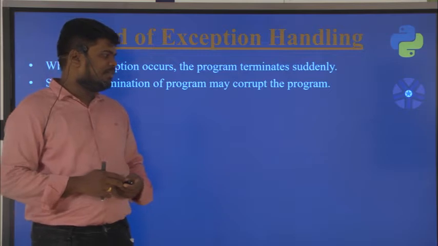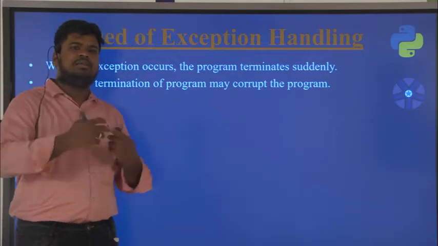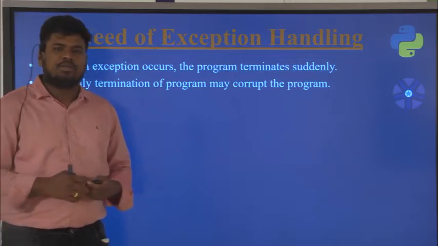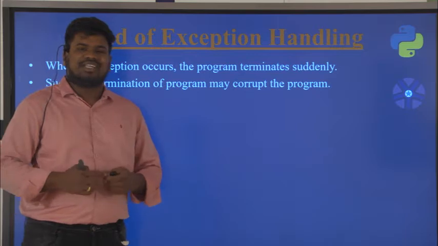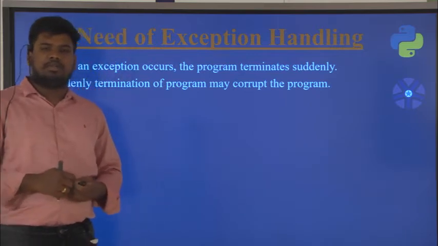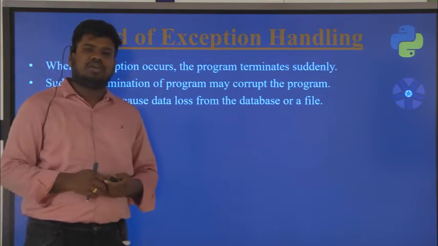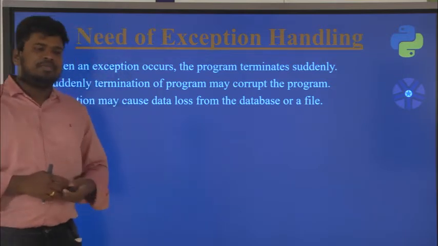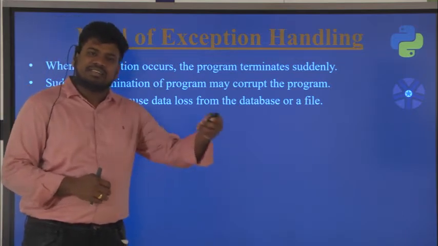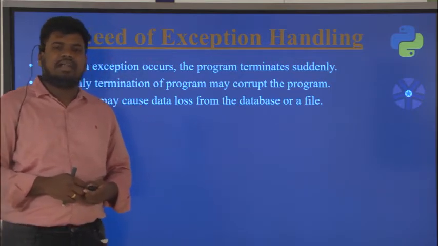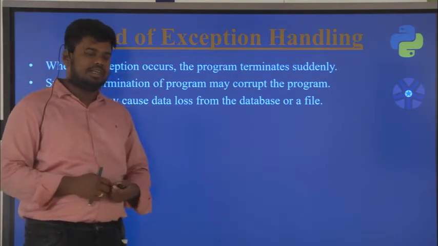And coming to the next one, the program may be corrupted. For example, if my program terminates suddenly, there is a chance that my program will be corrupted and my registry files will be corrupted. As a result, I cannot run my program. And coming to the next one, an exception may cause data loss for my DBMS or a file. If my program terminates abruptly or crashes, the data inside my database will be lost. This is the second important reason.